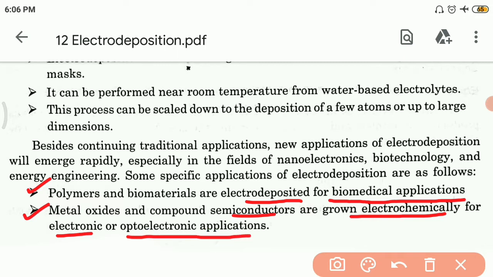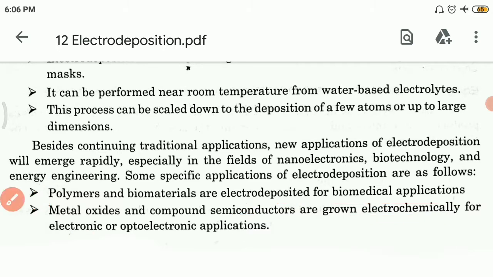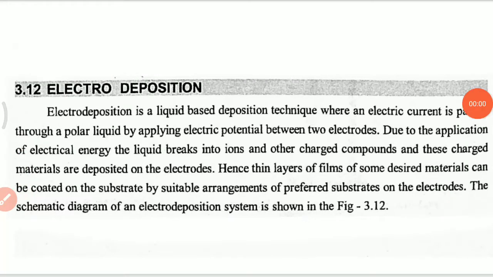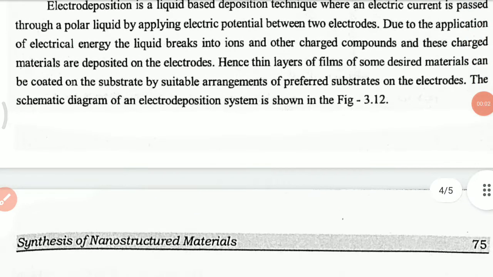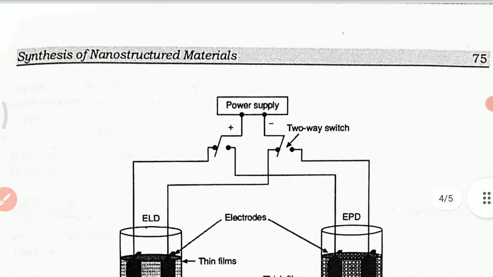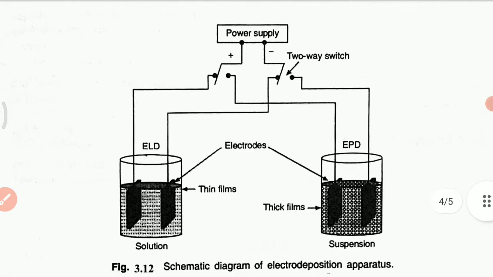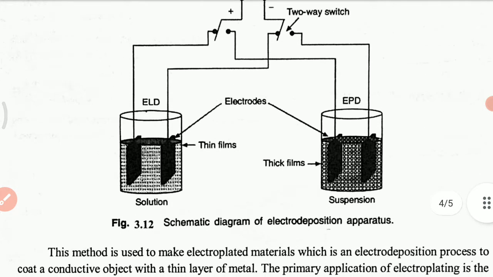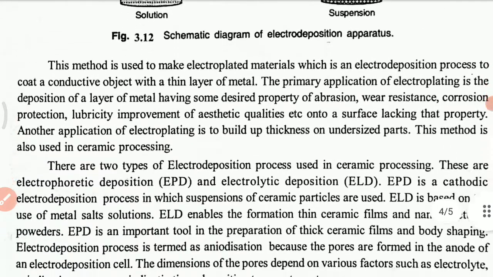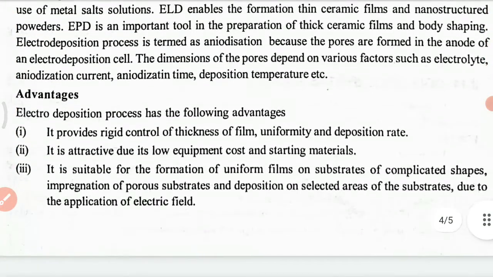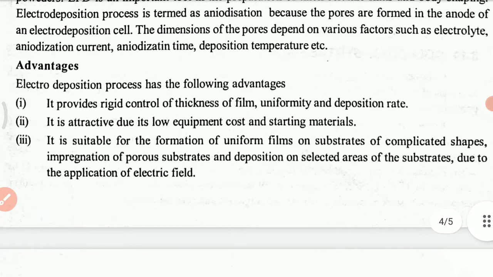Okay, so this is what I have taken about the electrodeposition process from one book. Now this is what I have taken from another book, which has given the electrodeposition and its classification into two types, that is ELD and EPD, which we have already seen. Further, it has also given the advantages of the electrodeposition process. So I advise you again to go through both the books, and by combining them you make your notes accordingly.